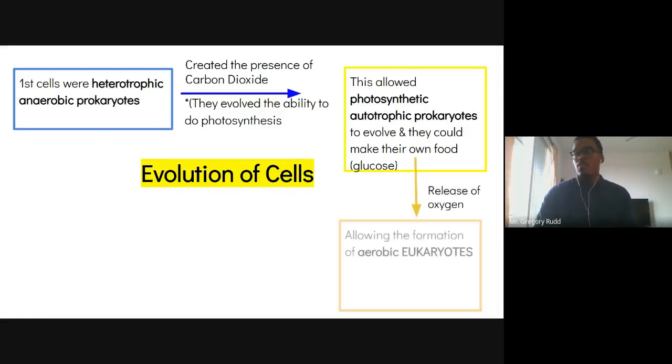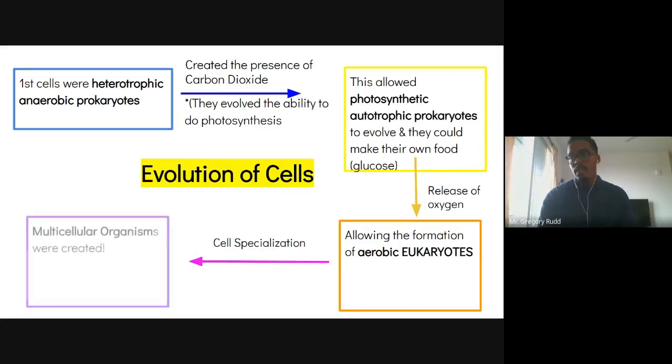After that, they began to release oxygen into the atmosphere. That oxygen was poisonous to most of the life that was in the ocean. So in fact, it killed off most of them, but some of them developed this ability to do aerobic respiration. They use oxygen and glucose to make ATP. Eventually, now we're talking about billions of years. We're not talking about eventually in terms of years or millennia or decades. We're talking about this in terms of billions of years. Eventually, they develop the ability to specialize and they become multicellular organisms.